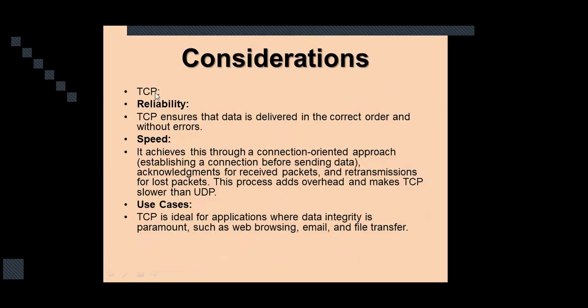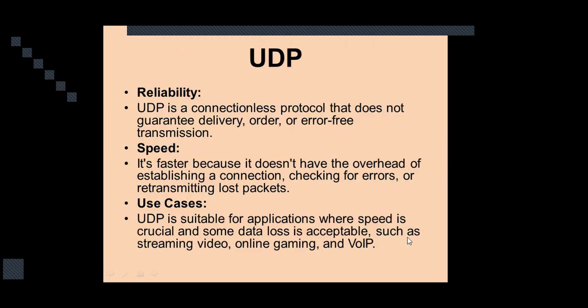Then we have considerations, that is TCP reliability, speed, and use cases. TCP ensures that data is delivered in the correct order and without errors. Reliability is achieved through acknowledgement of received packets and retransmission of lost packets. Then use cases: it is ideal for applications where data integrity is paramount, such as web browsing, email, and file transfer.